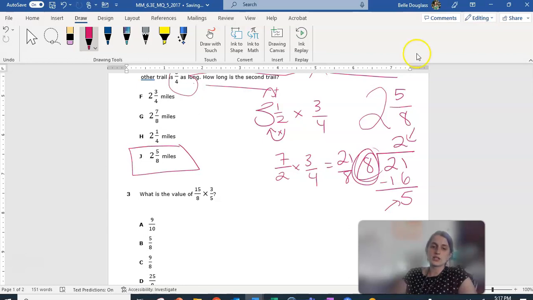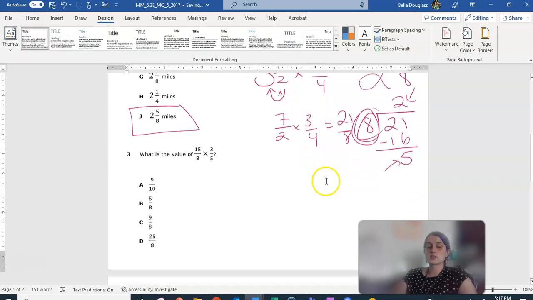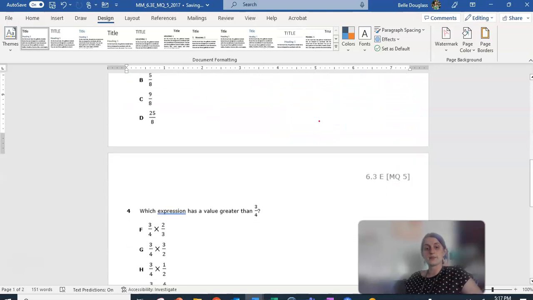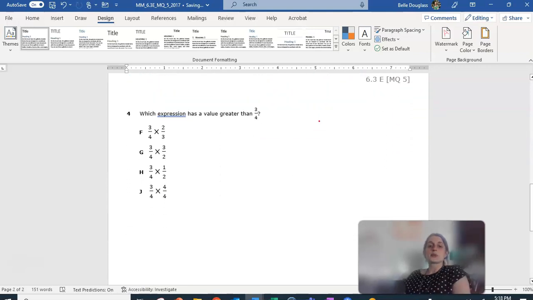What is the value of 15/3 times 8/5? You are going to multiply straight across, 15 times 3, 8 times 5, and then simplify your final answer. Which expression has a value greater than 3/4? I've got 3/4 times 2/3, 3/4 times 3 halves, 3/4 times 1 half, 3/4 times 4/4.